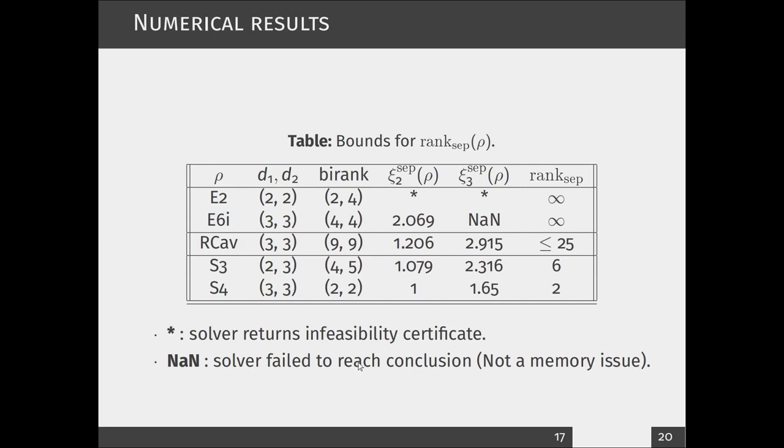All right, what do the bounds look like? I'll just throw you a few numbers. Obviously, I can't give you the context of the examples. There's not enough time. But as you can see, the solver either returns an infeasibility certificate, which is what we want for entangled states, or it returns a NaN if it cannot reach a conclusion, or it returns a lower bound for the separable rank. All right, that concludes the second part.